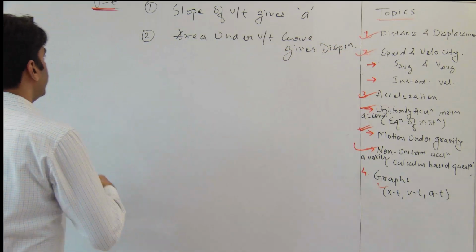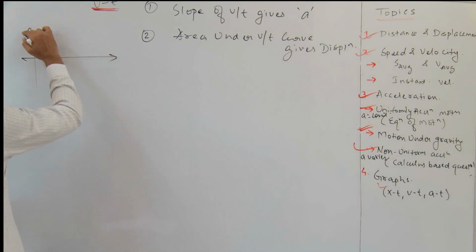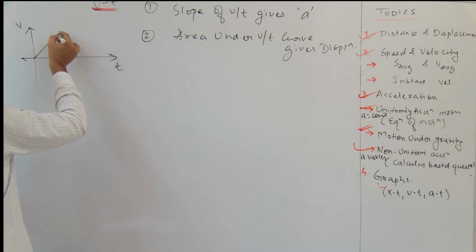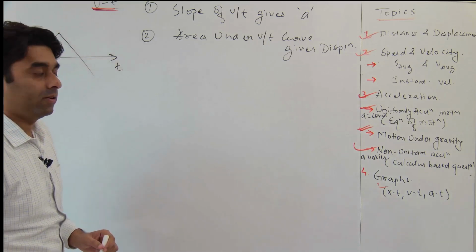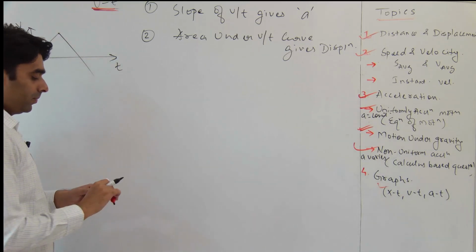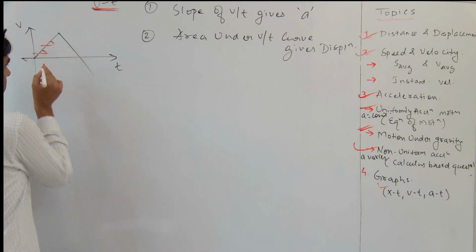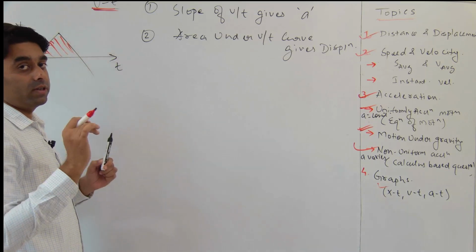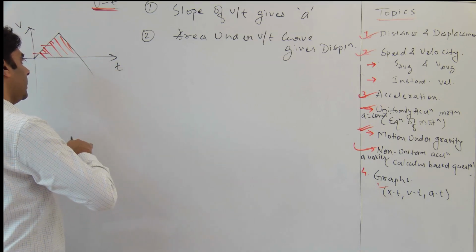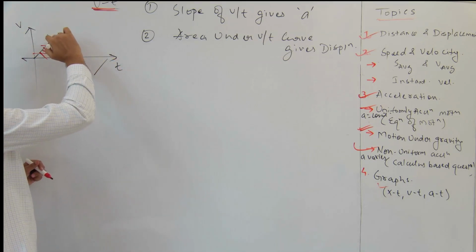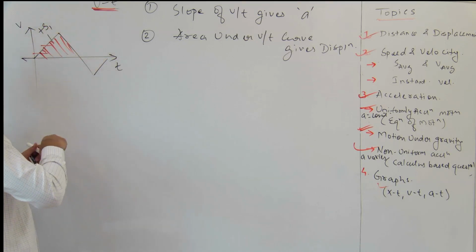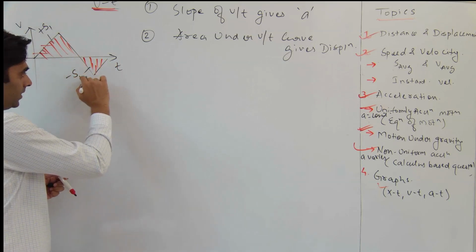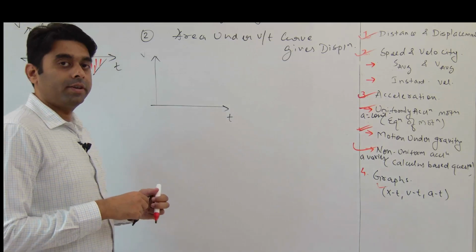If I talk about it, let's take a situation where the velocity-time graph is given to us something like this. Now over here, what will we have? The slope will give us the idea about acceleration, and the area under the velocity-time graph will give us the idea about displacement, right? So in this case, this will be your positive displacement S1, and the one below will be your negative displacement, minus S.